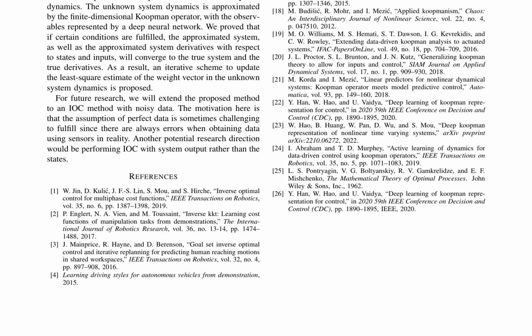An iterative scheme is proposed to update the least squares estimate of the weight vector in the unknown system dynamics. This approach enables the estimation of the weight vector and the generation of optimal trajectories using the estimated Koopman operator. The method assumes perfect data, which is often challenging to fulfill in reality.